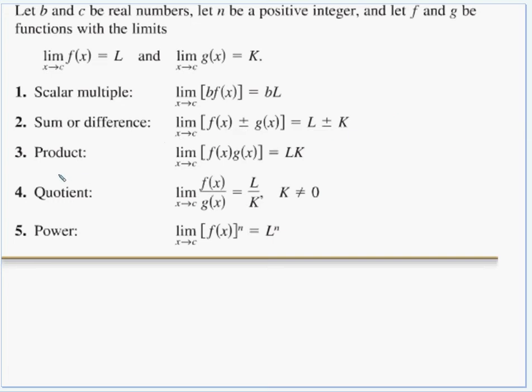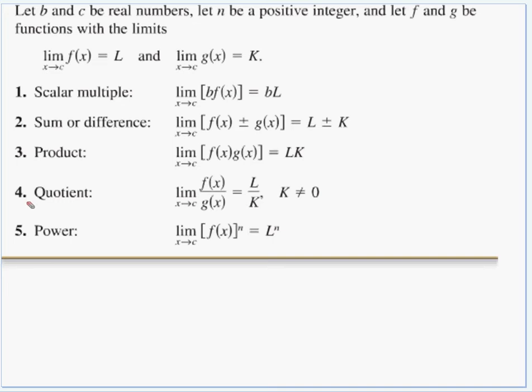Number 3, it works with multiplication. Here we have the limit as we approach C of f of x times g of x. Well, the limit of f of x is that number L. The limit of g of x is that number k, so I could just multiply them together, L times k. The limit of the product is the product of the limits.